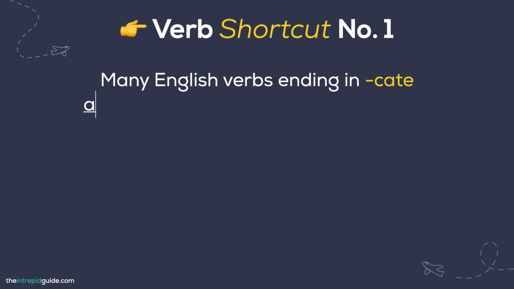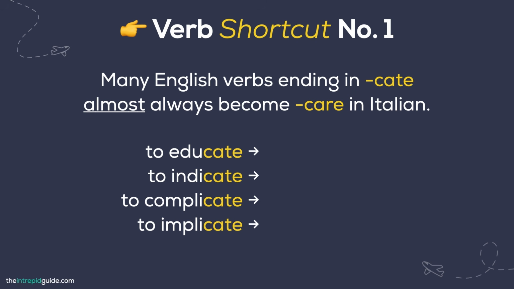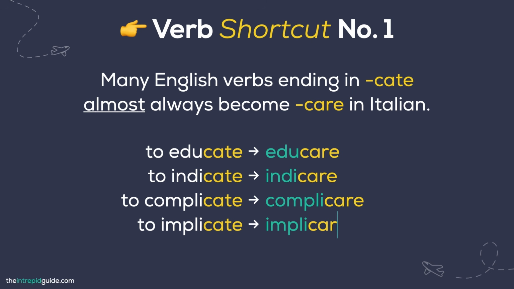So now that you can spot a verb, here is your first shortcut. Many English verbs ending in "cate" almost always become "care" in Italian. For example, to educate becomes educare, to indicate becomes indicare, to complicate becomes complicare, to implicate becomes implicare. See how powerful this is?